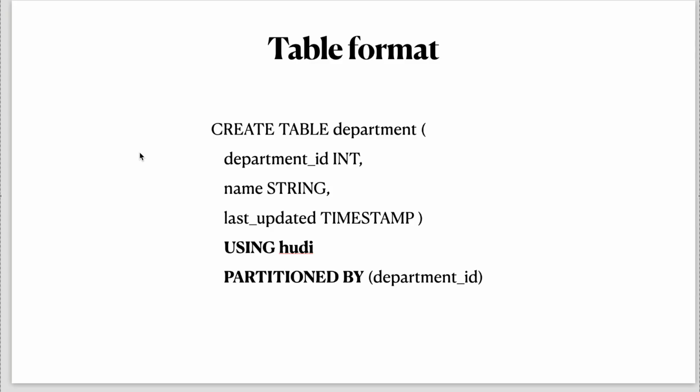Now, how to create an Apache Hudi table in Spark? We can define a SQL query this way: a create table statement, which is very similar to standard SQL. The only difference is we need to specify the using hudi clause and partition by. The using hudi clause tells the system to create a Hudi table, and it should partition by department ID.